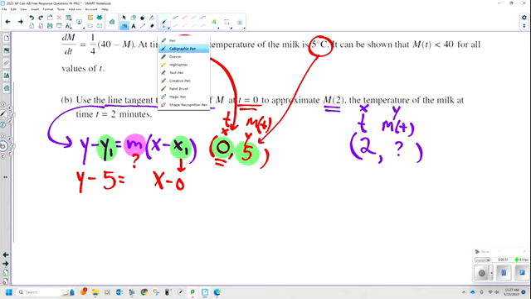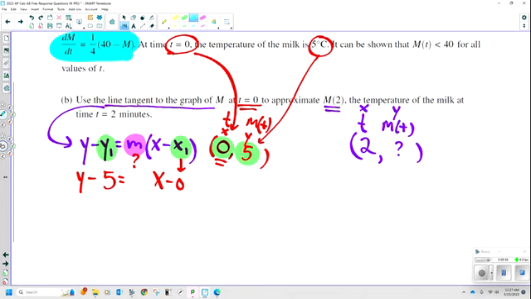Now, if we look in the problem, they give us the derivative right here. Notice there's no t in there, only an m. So I'm not going to use my x coordinate, which is my t. I'm going to use my y coordinate, which is my m. All right? So let's say my slope is the same thing as my derivative, dm/dt, which is 1/4 times 40 minus m.